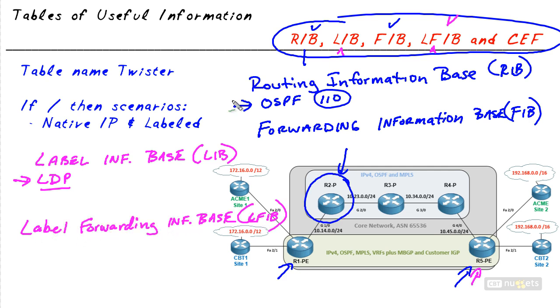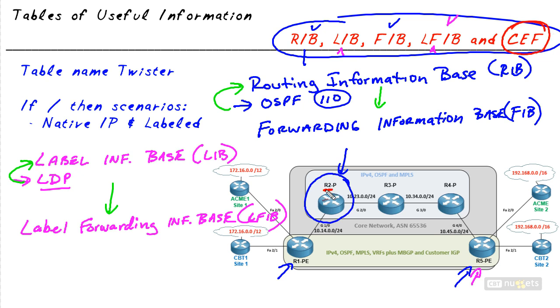So as a review, routing protocols feed the RIB, and label distribution protocols feed the LIB. And once the router sorts out all that information, the best forwarding path will be put into the Label Forwarding Information Base, or LFIB, and the best IPv4 routing information will be put into the Forwarding Information Base. And then with CEF, we are going to cache all of that information.